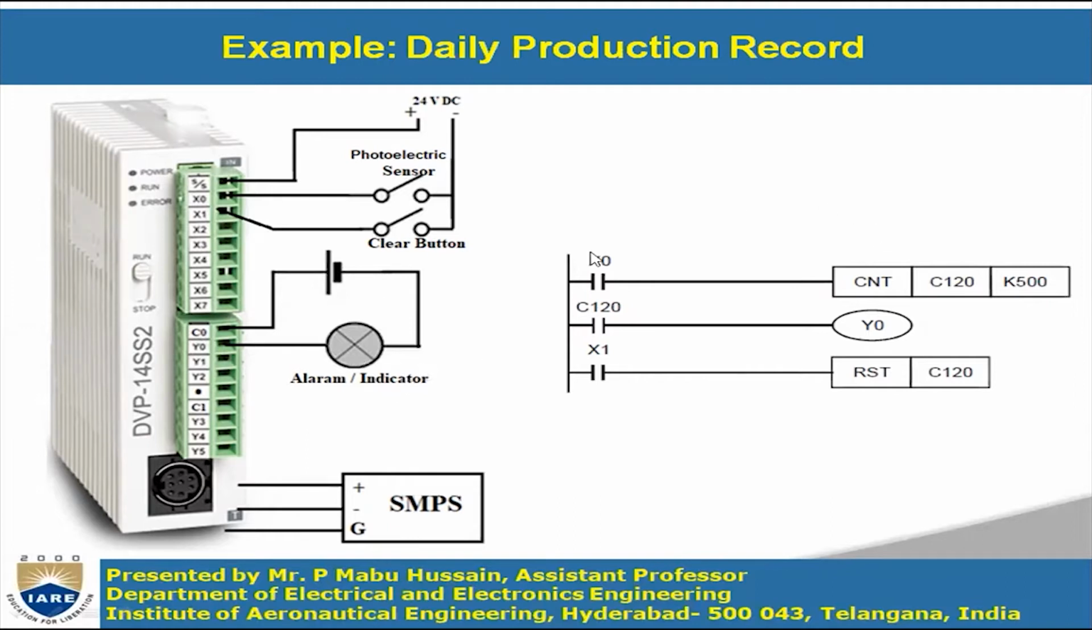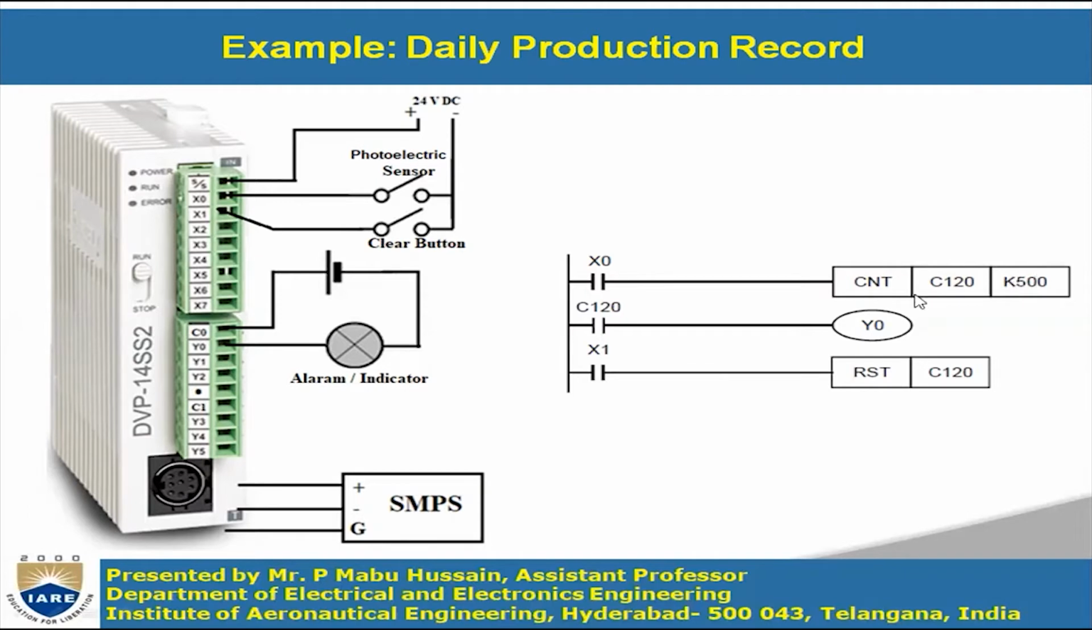See, this is the PLC program, the ladder program. Whenever the photoelectric sensor detects the product, X0 will turn on. Whenever X0 is on, your counter CNT, with counter number C120 here, will increment its value by 1. Then when another product is detected, it will increment by another 1. Like that it will count 1, 1, 1 up to 500.